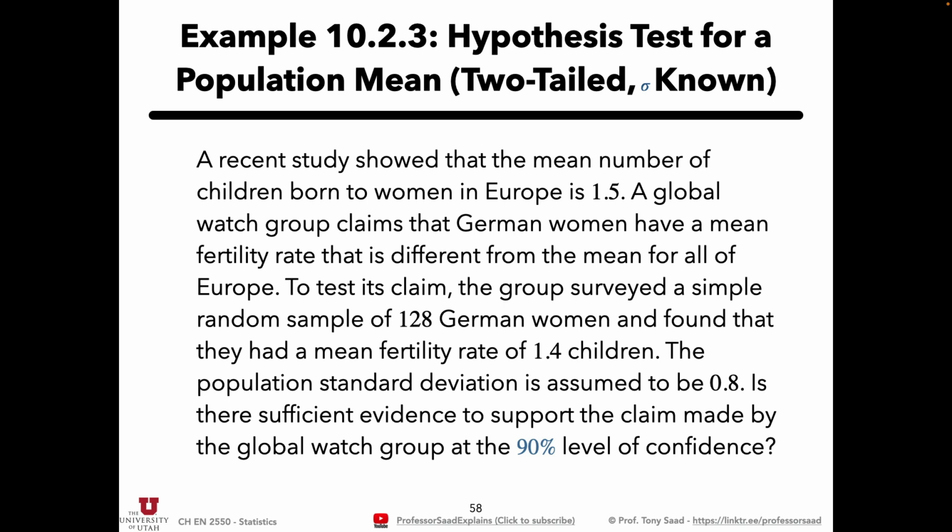To test this claim, the group did a simple random sample of 128 German women and found that they had a mean fertility rate of 1.4 children.